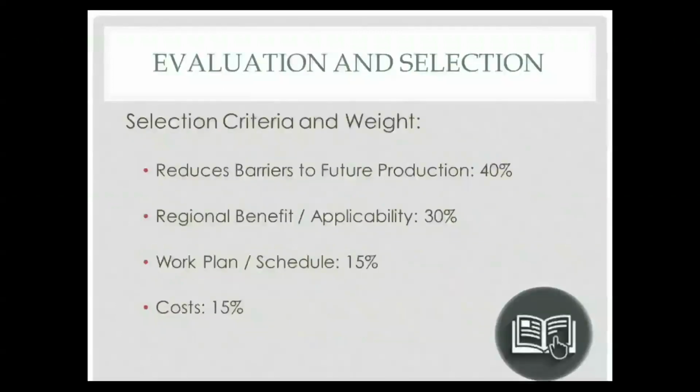So here are the selection criteria and weights. Starting off, the project's reduction of barriers to future production will be weighted at 40%. The project's regional benefit will be weighted at 30%. The project's work plan and schedule is at 15%, and the cost will be at 15%.